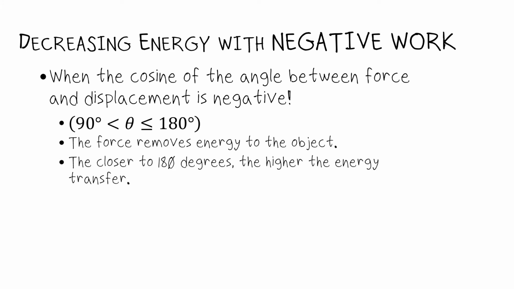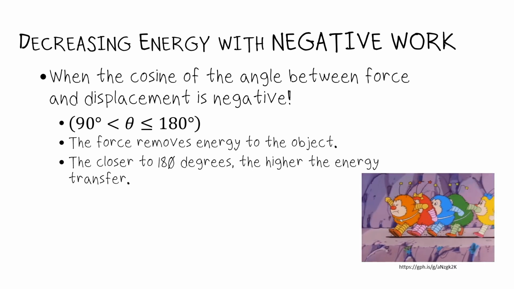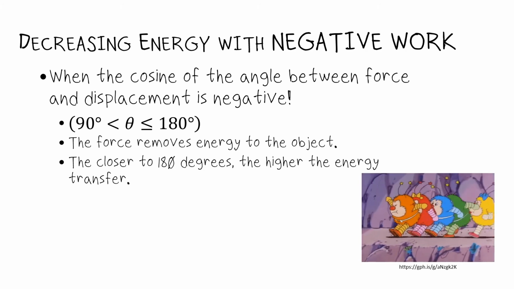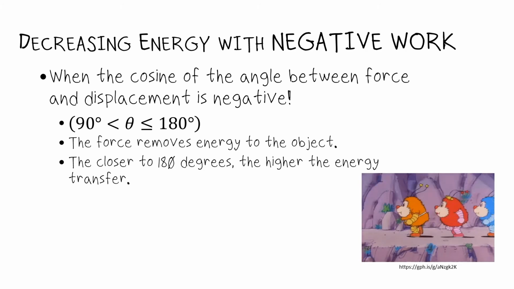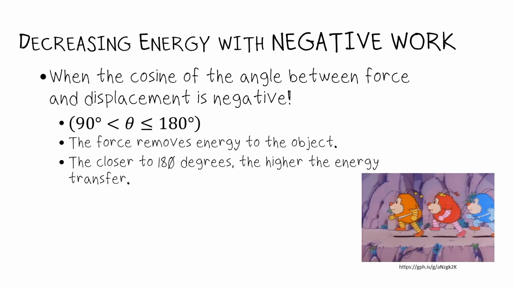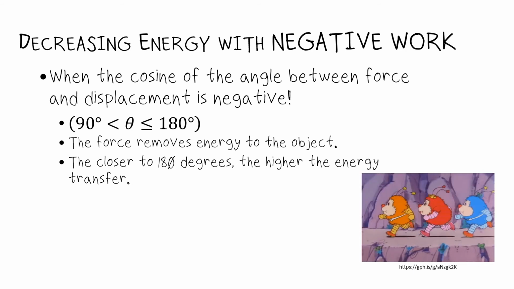Now, the closer you get to 180 degrees, the higher the energy transfer is. So to get your maximum removal of energy, what you want to do is have your force acting directly opposite of the displacement. So in this case, if we look at the red puffball creature there, the red puffball creature is moving to the left, but it has a force acting to the right, acting on it by the orange puffball, and that removes energy from the red puffball creature.